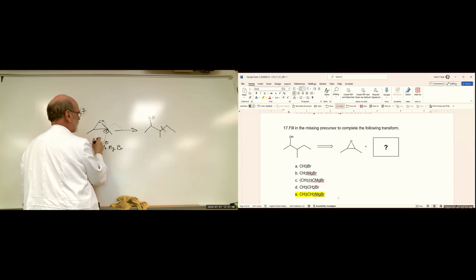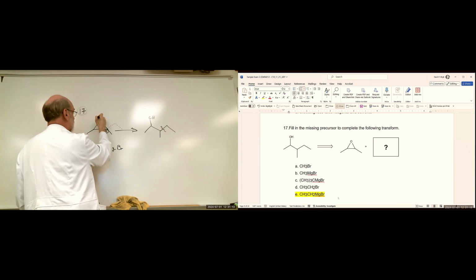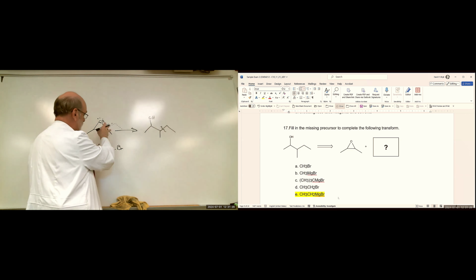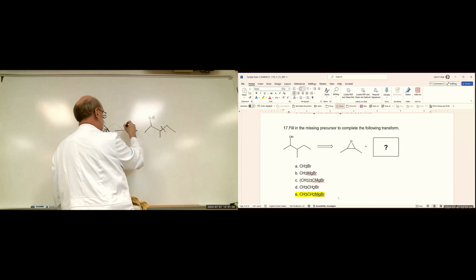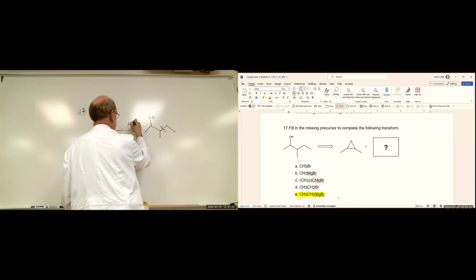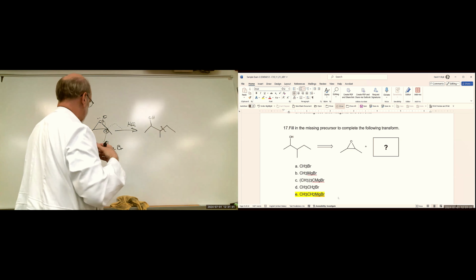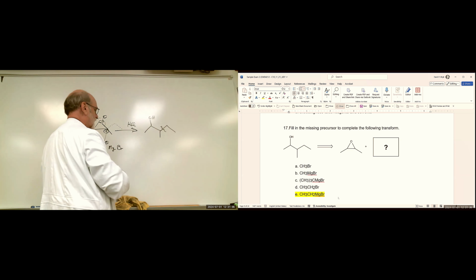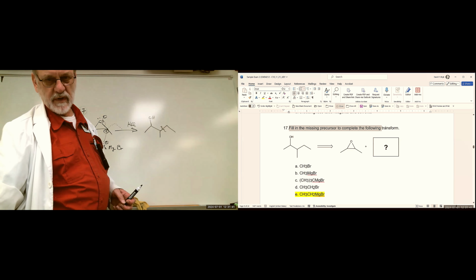I didn't curve my arrow though. And that opens this up, and actually it opens it up to that. So it doesn't directly give you that product because you have to do an acid workup in order to get it. So this is going to be negative here. And then we do an acid workup, say hydrochloric acid probably, or hydrobromic acid for that matter. And that will form the bond. So E would be our best answer for that one.